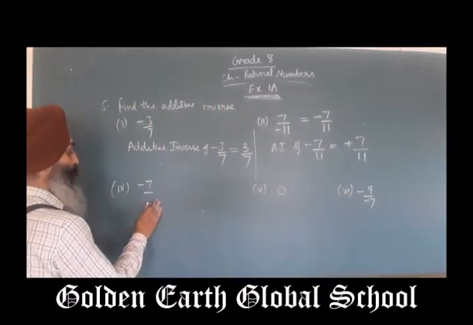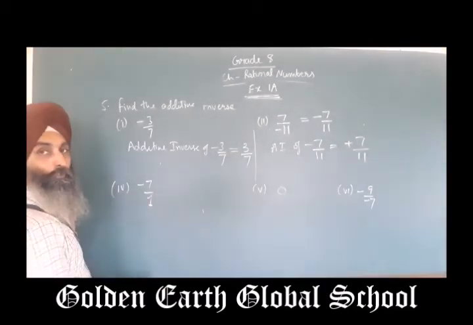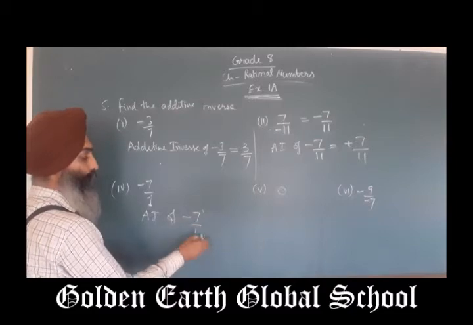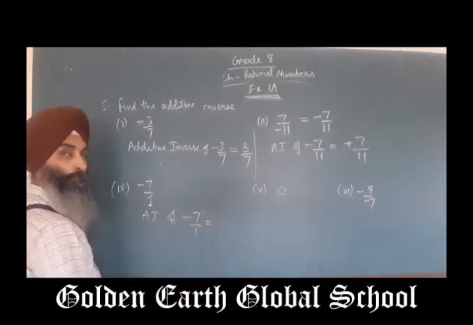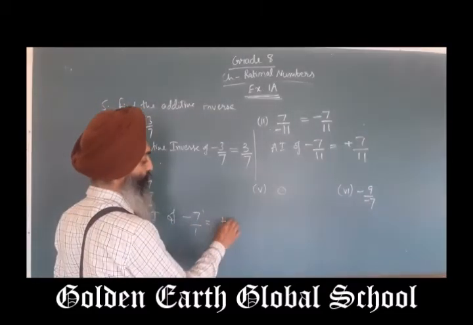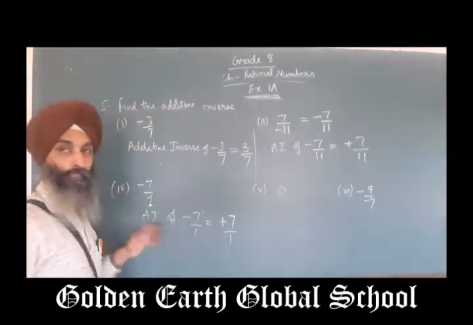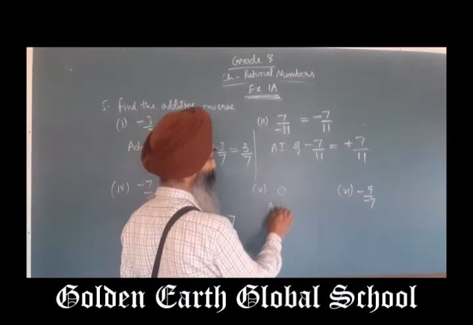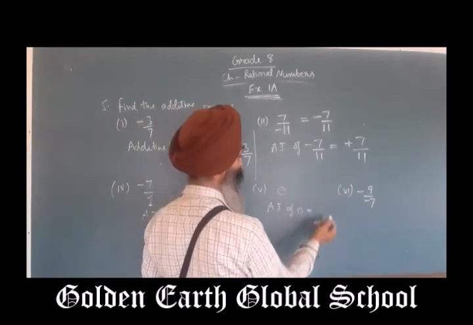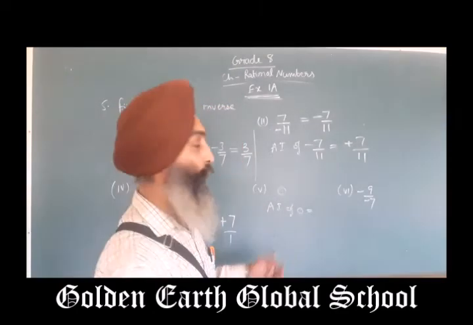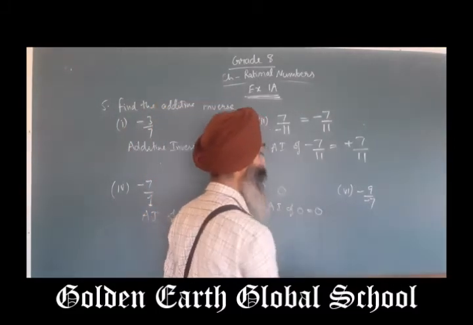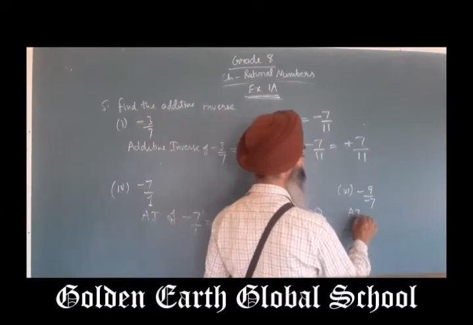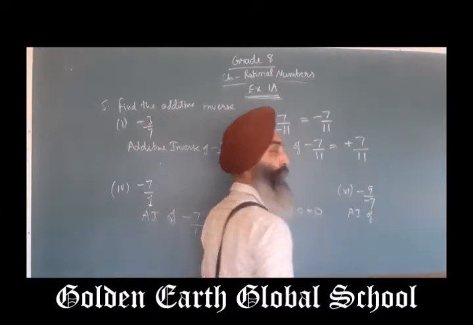So next question is minus 7 upon 1. What is the additive inverse of minus 7 upon 1? The additive inverse of minus 7 upon 1 is plus 7 upon 1, that is 7 you can say. Then the additive inverse of 0: 0 is neither negative nor positive, so the additive inverse of 0 just remains 0.